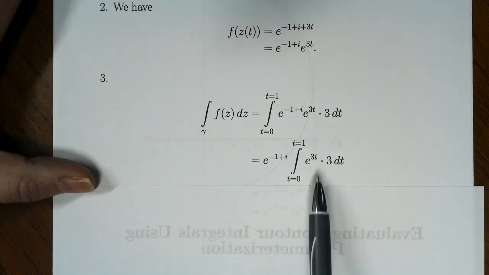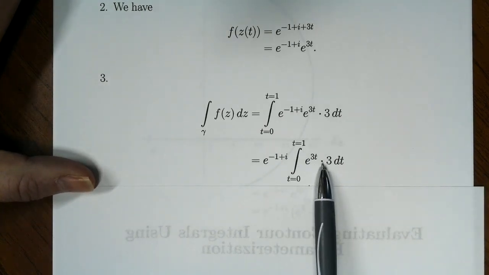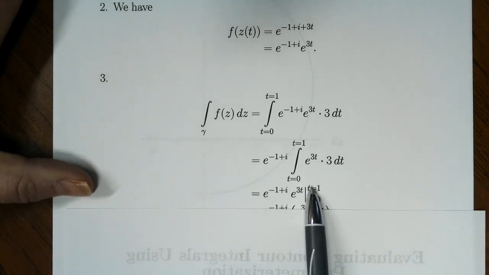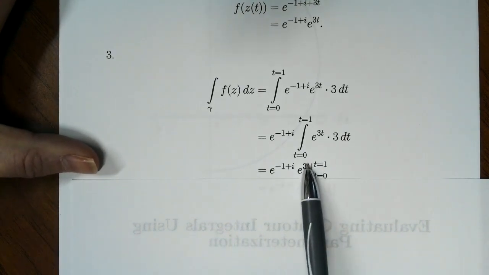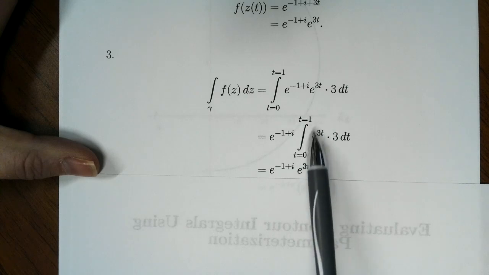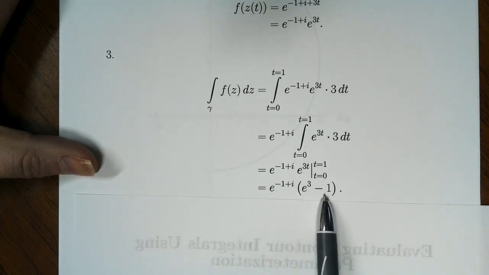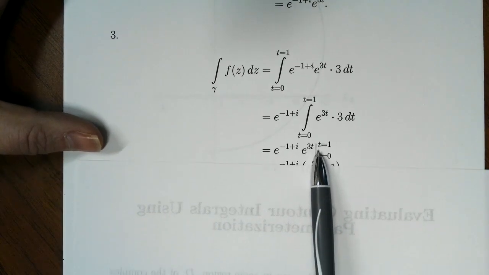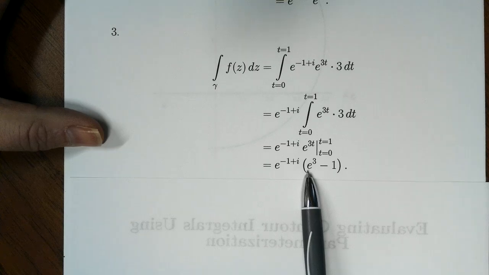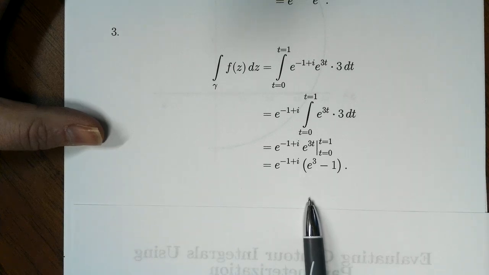If I compute the antiderivative of e to the 3t times 3, that's simply e to the 3t. So I now evaluate that at t equals 0 and t equals 1. That will give me e to the third minus e to the 0, which is 1. So that's the value of our contour integral. Of course, we could simplify that a little bit, but let's just leave it like that.